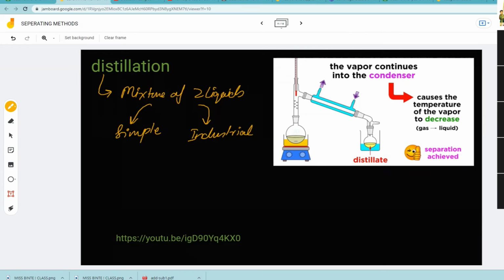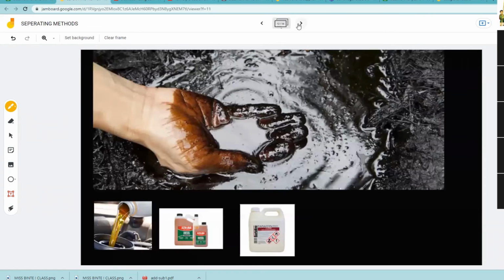Sure, easy? Okay. The next one is industrial distillation, one of the important topics in IGCSE. For sure, there will be a question, a complete note and chapter on it. And fractional distillation. What is this? Oil, fuel oil. Does it look appealing? No, not at all. It looks unappealing.